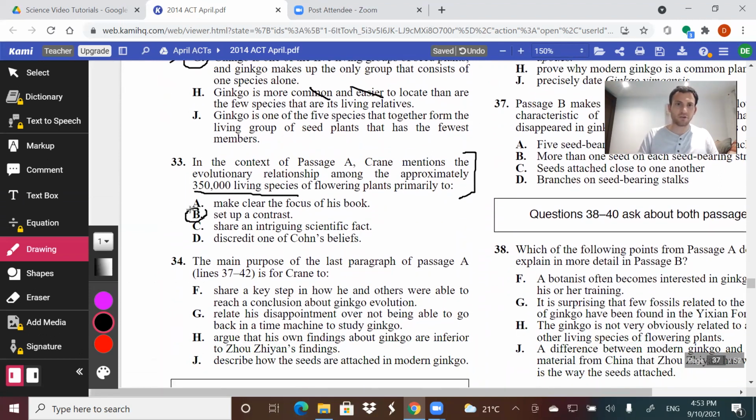So he's setting up a contrast between the ginkgo and other species. Make clear the focus of his book. No, he's not relating this back to his book. So that's an assumption. Share an intriguing scientific fact. He's not just sharing a fact for the sake of sharing it. He's trying to illustrate his specific knowledge of how unique the ginkgo is. Discredit one of Kahn's beliefs. The interviewer doesn't have any beliefs that we know of.